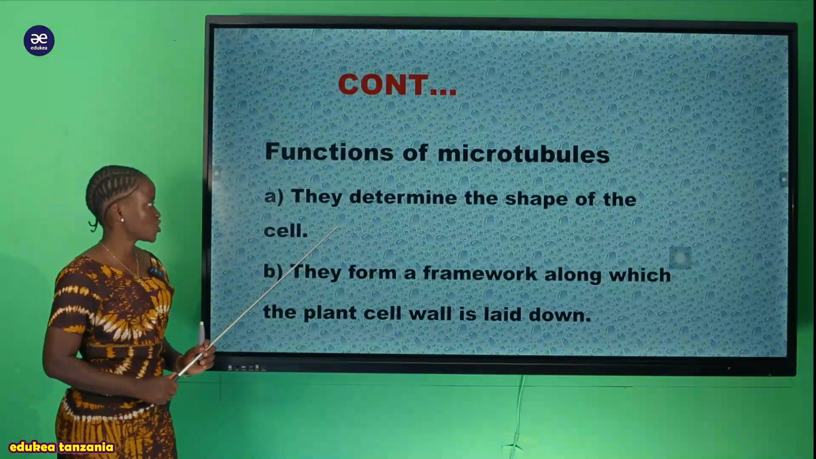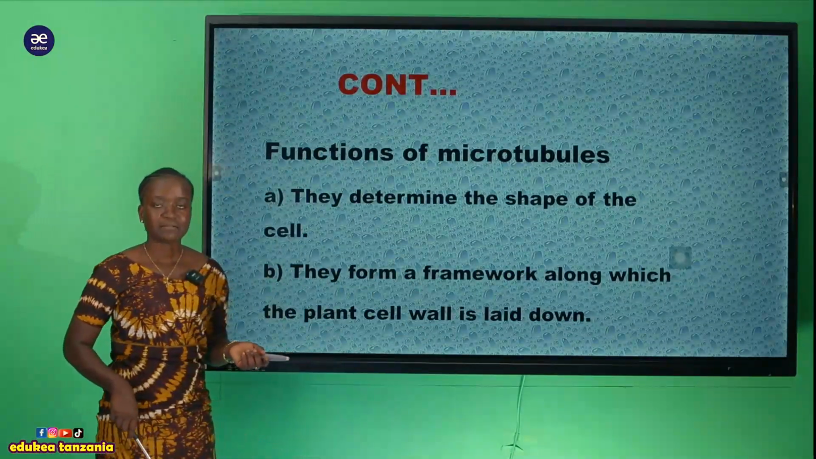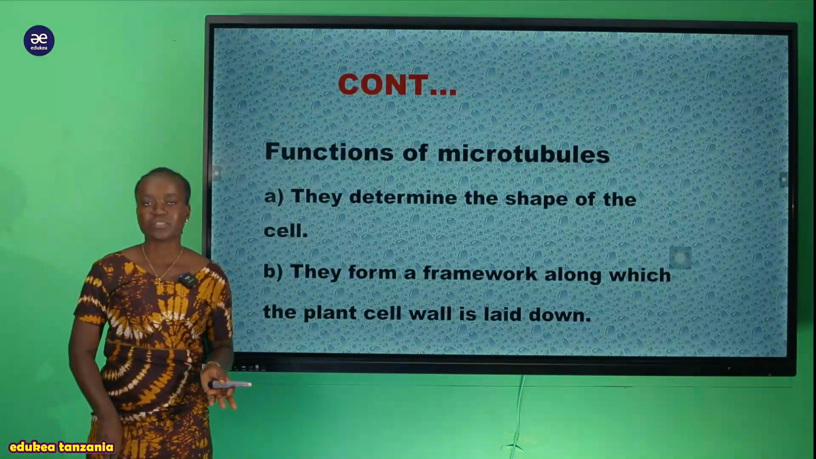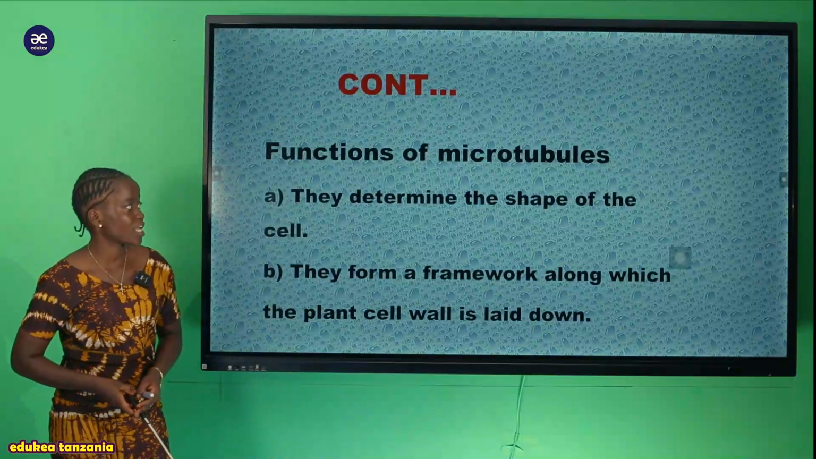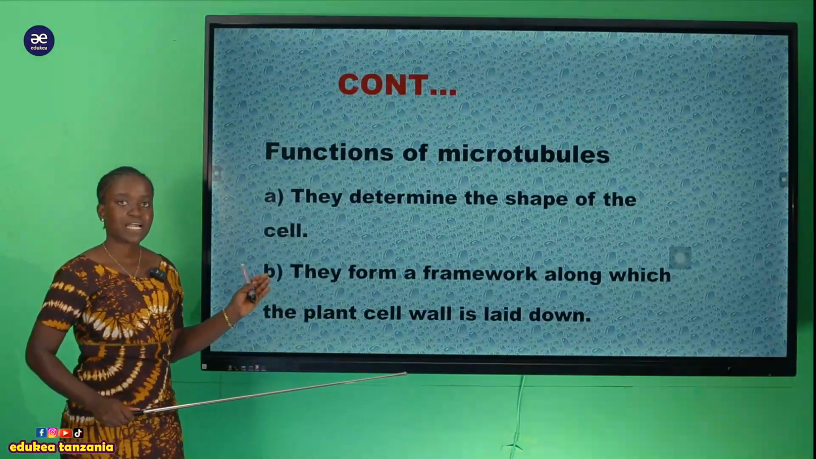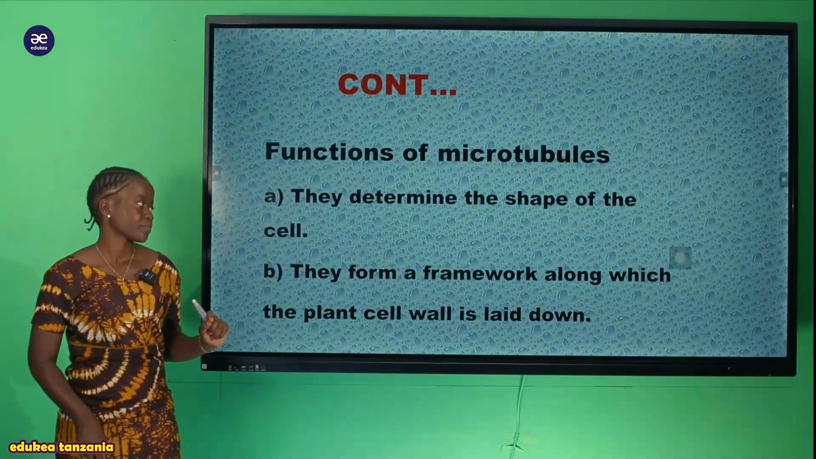So the first function of the microtubule: they determine the shape of the cell. Remember when we say skeleton, they act as a framework so that it provides shape, or it determines the shape of a cell. So that becomes the first function of microtubules.